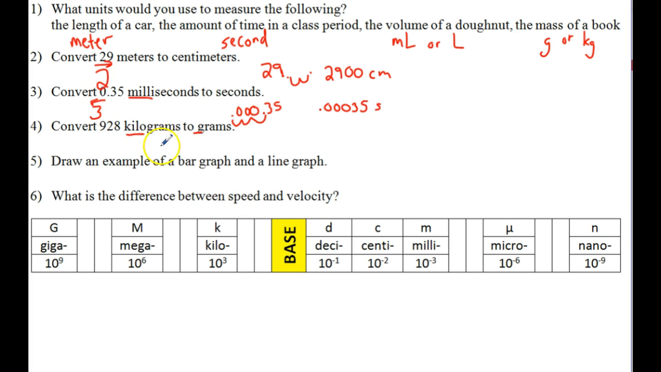Next up, I need to convert 928 kilograms to grams. I'm going to go from kilo to base. That is going to be 3 to the right, so move that decimal point 3 to the right. 928 becomes 928,000 grams.